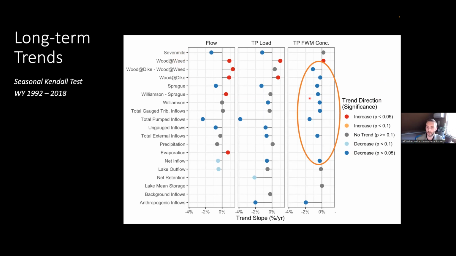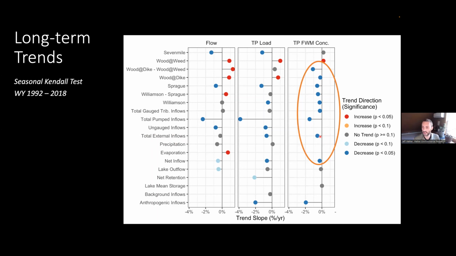But across all the others, in the Sprague and the Williamson, and the pumped inflows especially, again thanks to that restoration work in the Agency Lake Ranch and Williamson Delta, all of these saw decreasing trends. If you add them all together, we found a decreasing trend of about 0.5% per year for the total external inflows, which equates to about 0.5 part per billion per year. So it's not a large trend, but it is significant based on the p-value. Over 27 years, that means external inflow concentrations have decreased by about 13 parts per billion.